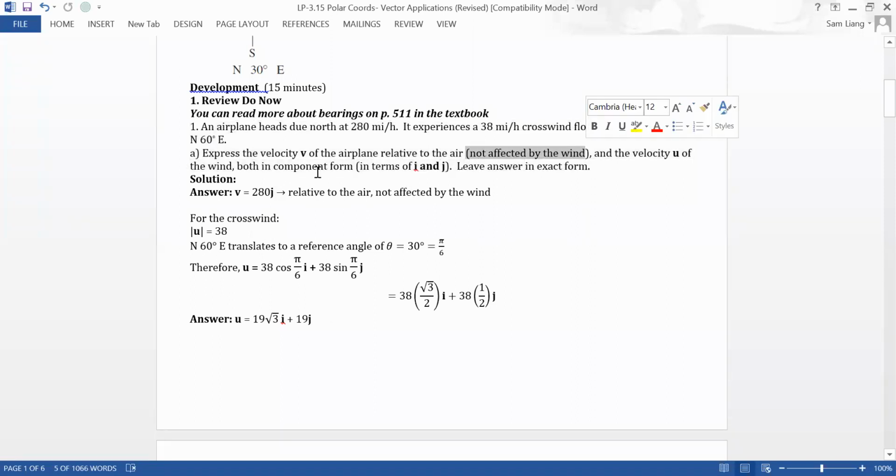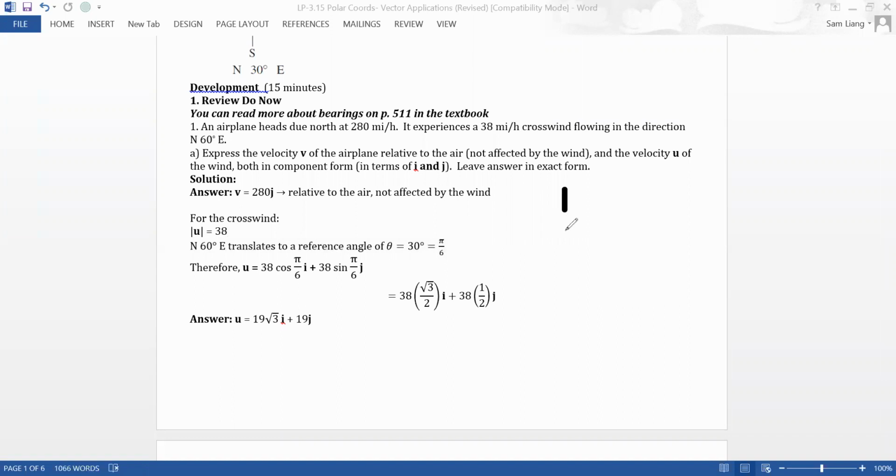The next vector that we have to examine is the crosswind. So that's 38 miles per hour in terms of the magnitude, which I write here. So magnitude of u equals 38, that's 38 miles per hour. And then north 60 degrees east translates to a reference angle of 30 degrees. So let me draw that out.